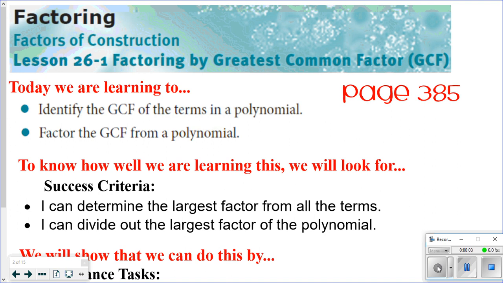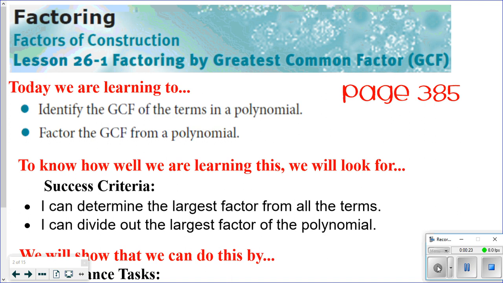Open your books to page 385. We are in lesson 26.1 today, so we're starting a new activity, and it's all about factoring. And factoring is the opposite of multiplication, or we're undoing multiplication. We just don't call it dividing.